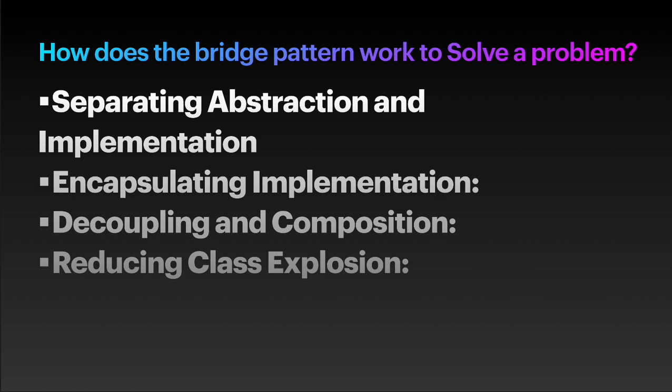Third, it decouples and uses composition. The abstraction and implementer are connected via a bridge. This allows the two separate classes to be independent. This form of decoupling allows the developer to combine different abstractions with different implementers. Finally, reducing class explosion. This pattern enables each class to act independently. So, instead of having a class for each possible combination, you can have a smaller number of abstractions and implementations that can be combined as needed.